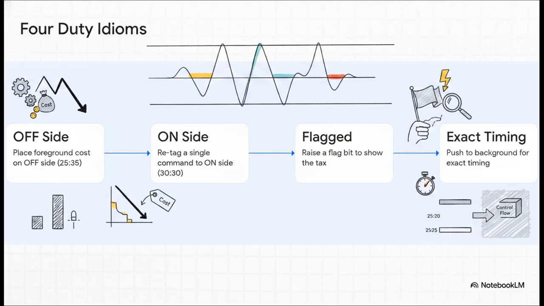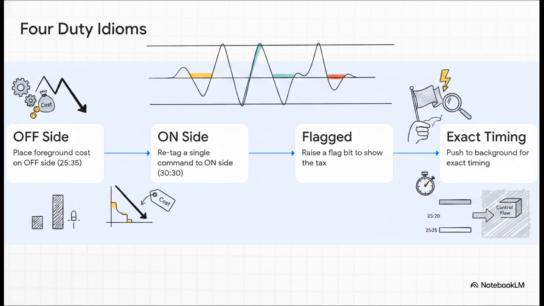Step 1. Let the cost fall entirely on the off side, giving you that original 25 to 35 ratio. Step 2. Simply retag a single command so it executes while the LED is on, perfectly balancing the output to an even 30 to 30. Step 3. You can even raise a flag bit during that command to explicitly show any external logic exactly which cycle is paying the execution tax.